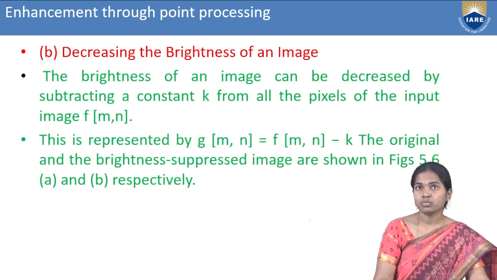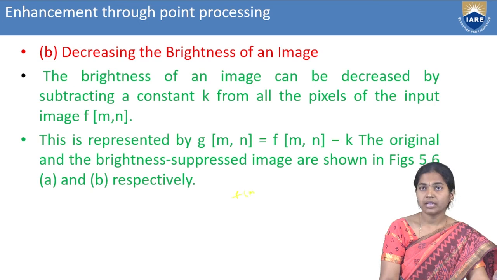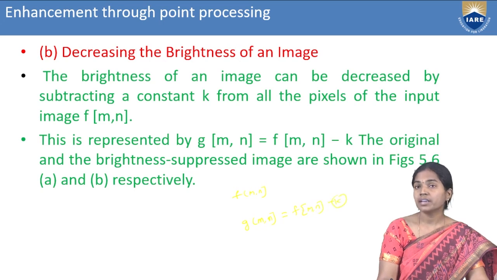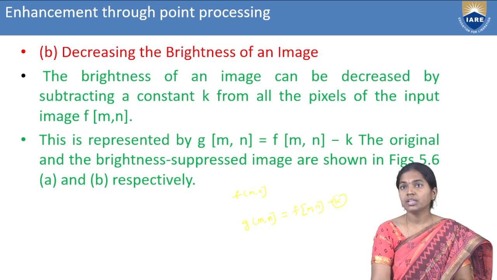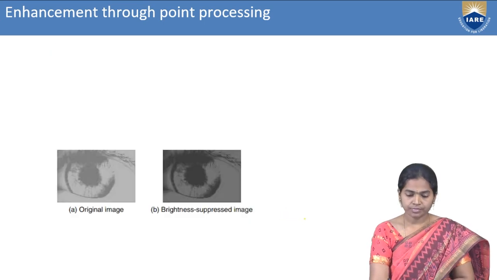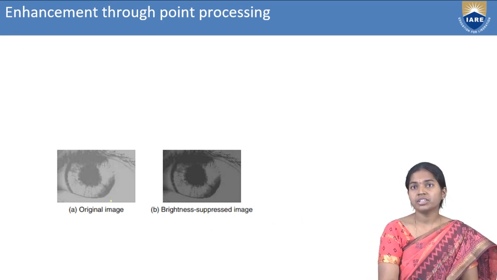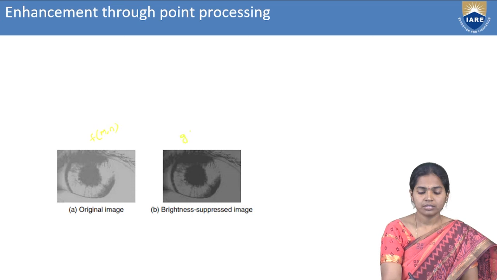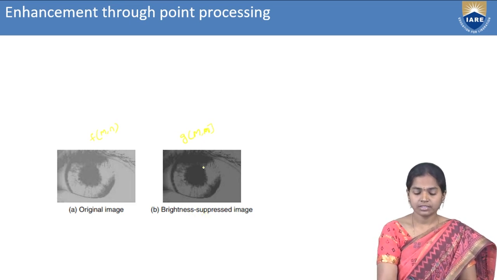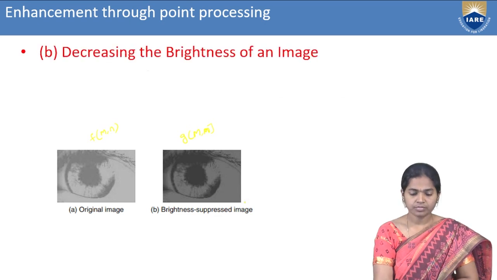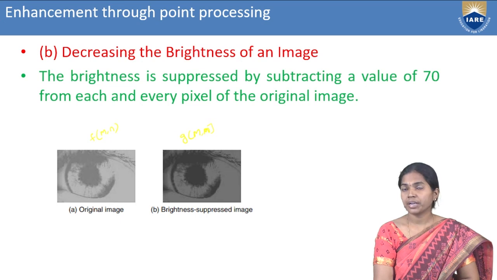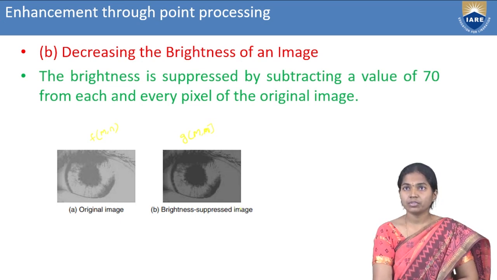How can we decrease the brightness of the image? Here f of m comma n is the input image, and g of m comma n equals f of m comma n minus k. Each and every pixel of our input image is subtracted with the k value, and then we can decrease the brightness of the image. This is the original image, and here we subtract a constant value from each and every pixel. This is our suppressed image. The brightness is suppressed by subtracting a value of 70 from each and every pixel of the original image.